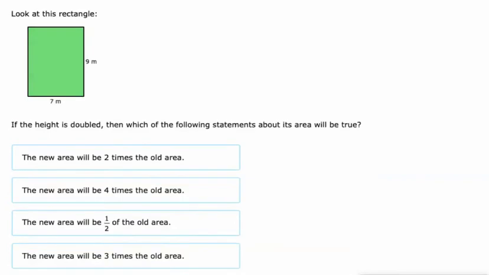Okay. Now this is different because this says if the height is doubled, then which of the following statements about its area will be true? Actually, it's not too different because if the height is doubled, we're just doubling one dimension. It's like you're stacking or putting two of these right next to each other. Then the new area will be 2 times the old area.